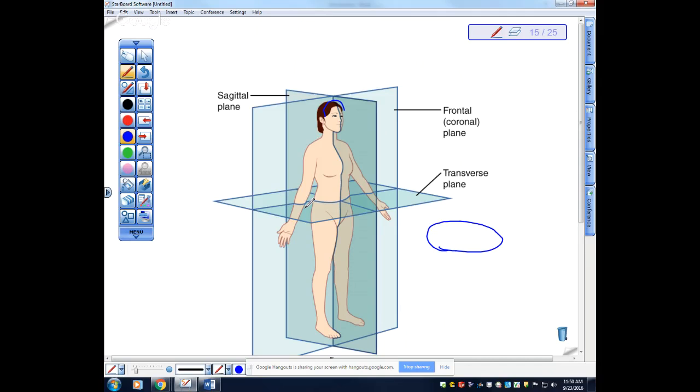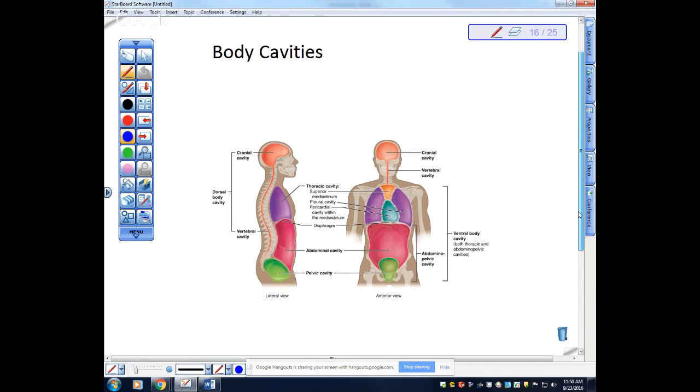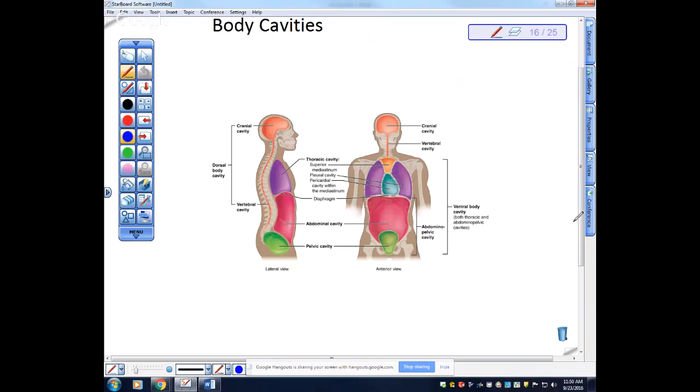We can also talk about the body cavities. This is something that you should study. We have the dorsal body cavity. So interestingly, our nervous system, unlike, for example, in earthworms, is in the back of the body. So it is dorsal. So it is posterior. And you can see the cranial and the vertebral cavities. When we look at an earthworm, their nervous system actually runs down the ventral side of their body.